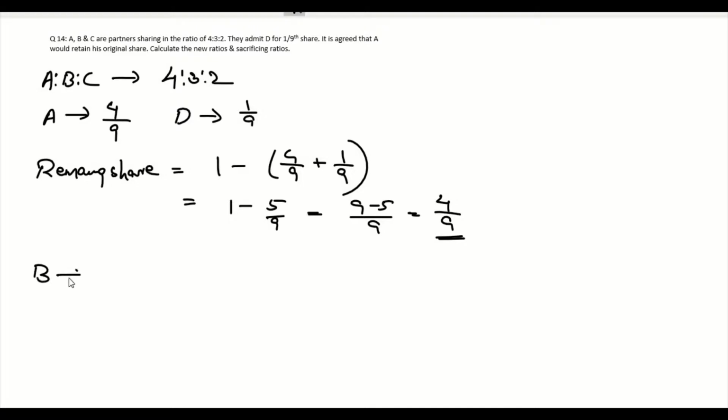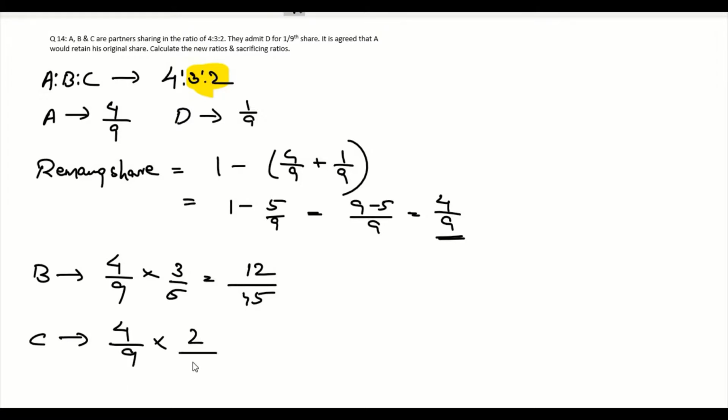Now B, the remaining share is 4 by 9, and what is the remaining profit sharing ratio? That is 3 is to 2. Now the remaining share has to be divided among B and C in the ratio of 3 is to 2. Hence 4 by 9 multiplied by 3 by 5 is equal to 12 by 45. Then C, we have the remaining share 4 by 9 multiplied by 2 by 5. That is equal to 8 by 45.